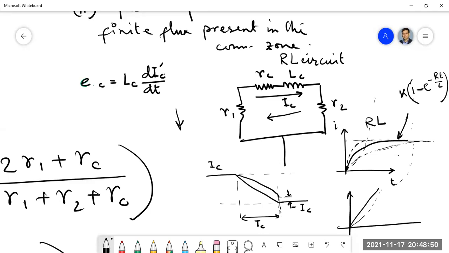It will reach the same value, but the thing is how much time it is taking. That is decided by the inductance. Inductance will not change your steady state value. Remember, in the steady state, everything will be the same. That means IC minus IC in the steady state. But in the transient, how will it behave?